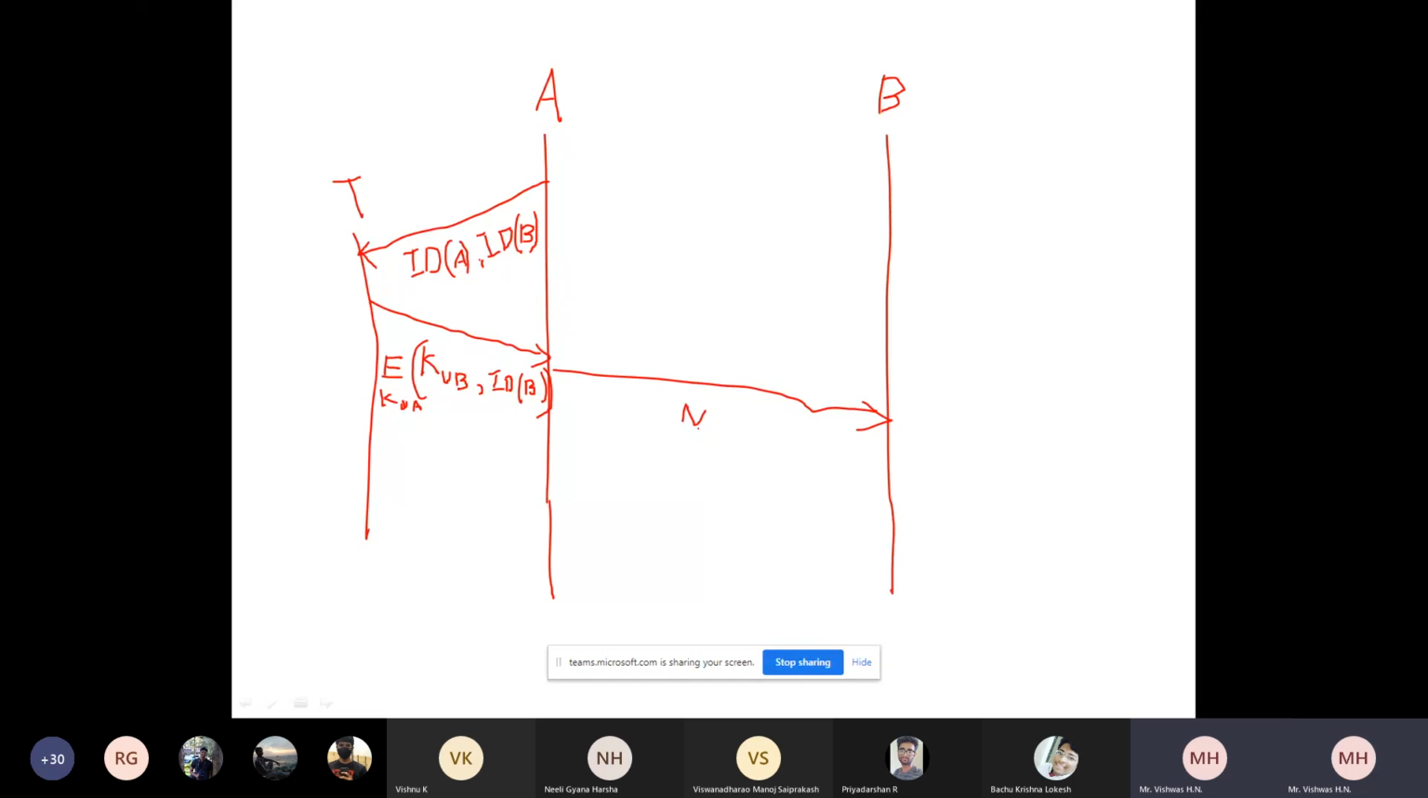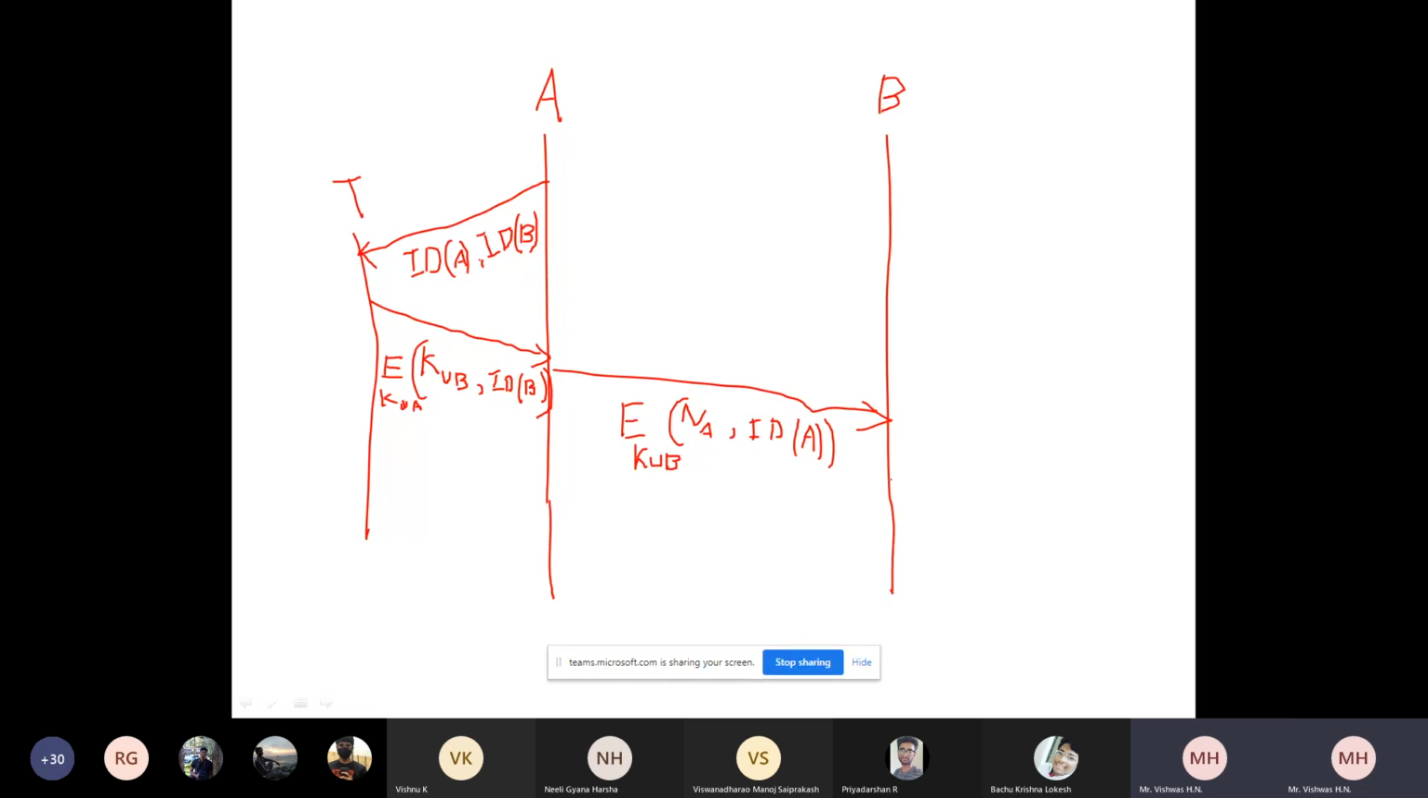nonce of A, then ID of A, encrypted using what, students? Can anyone tell? Encrypted using what? Yes. Public key of B. It has to be encrypted using the public key of B, because if A encrypts it using the public key of A, then B cannot decrypt it. B doesn't have the private key of A. When it encrypts using the public key of B, B can decrypt it because it has its own private key.